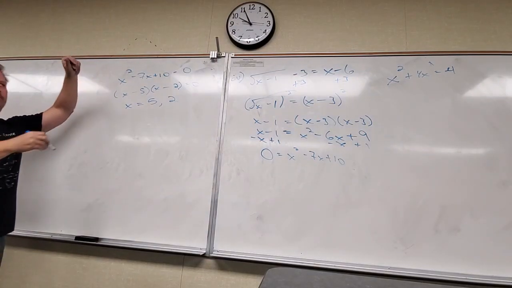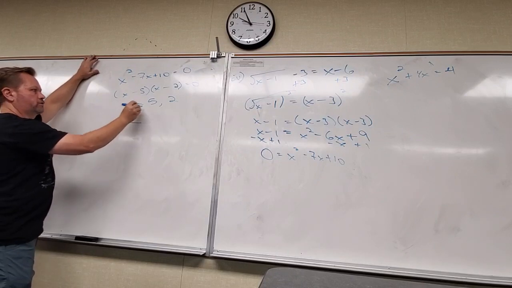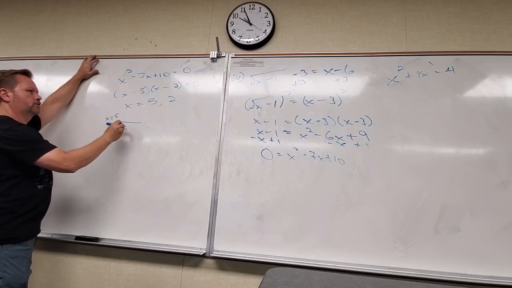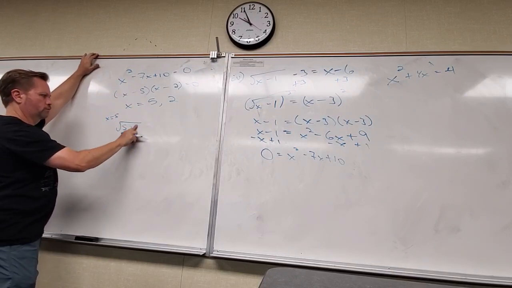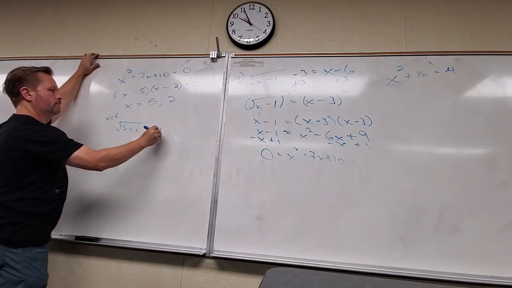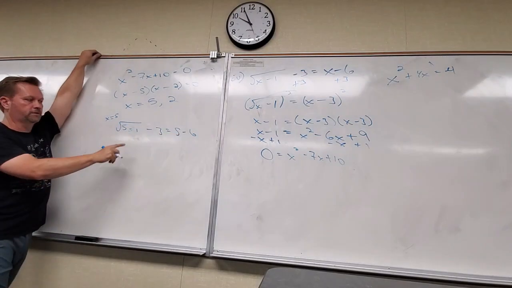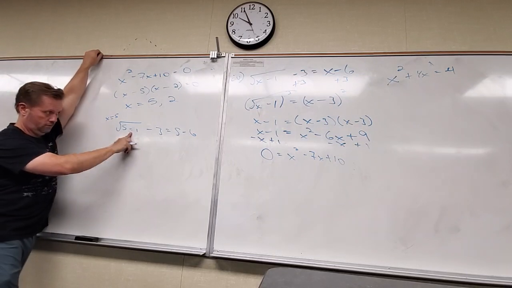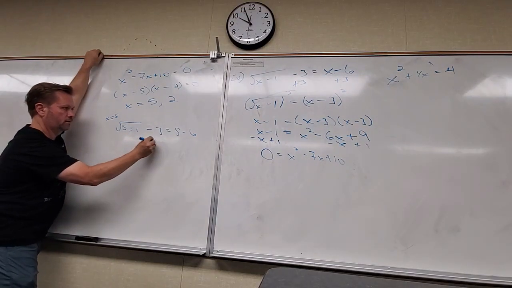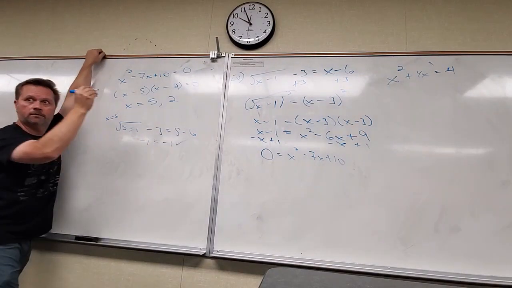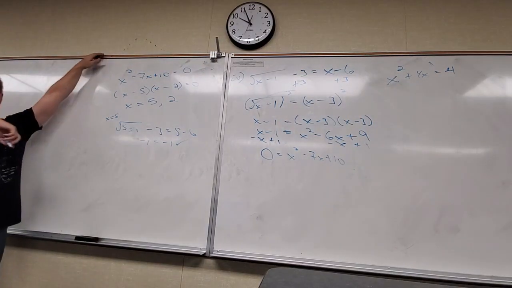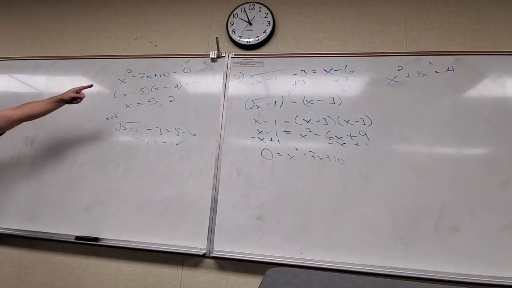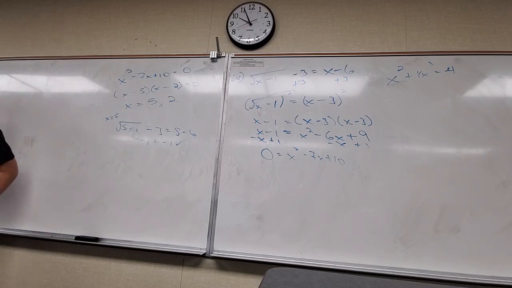Let's try them out. Let's try 5. Square root of 5 minus 1. What's the square root of 4? 2 minus 3 equals 5 minus 6. Check. Now you guys check 2. Put a 2 in.